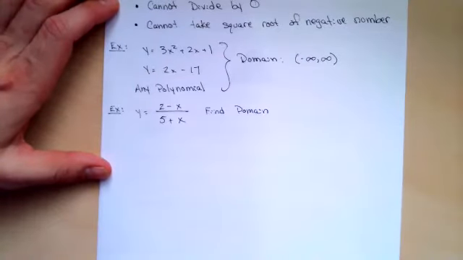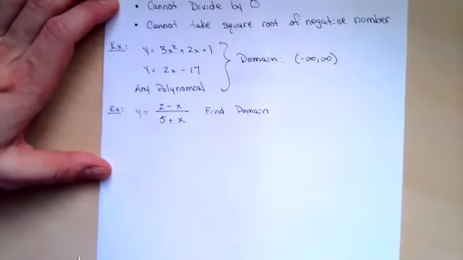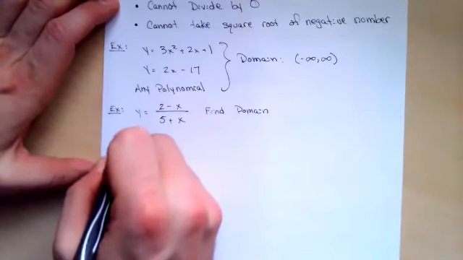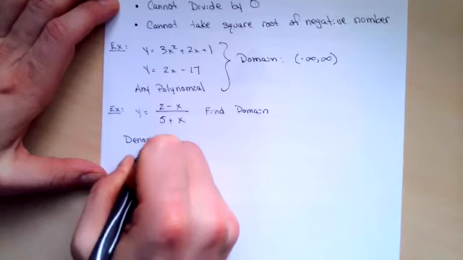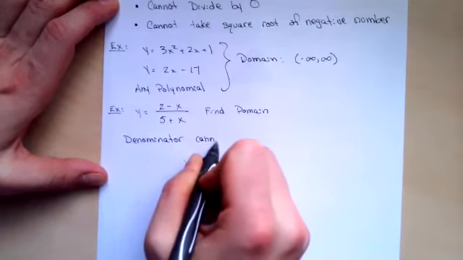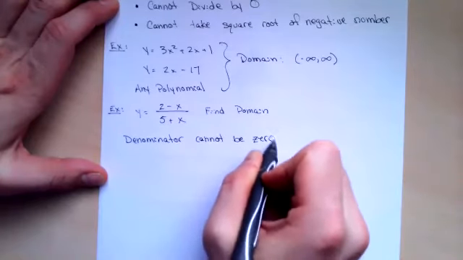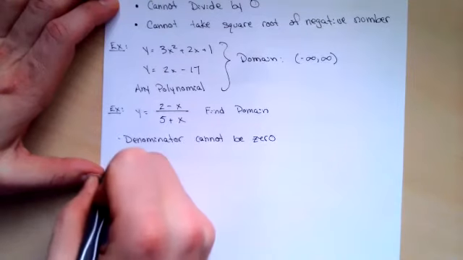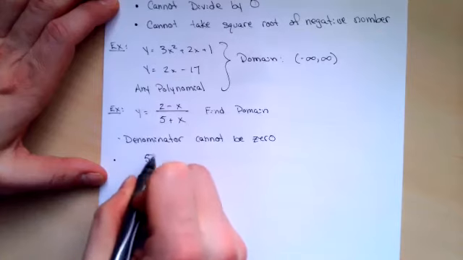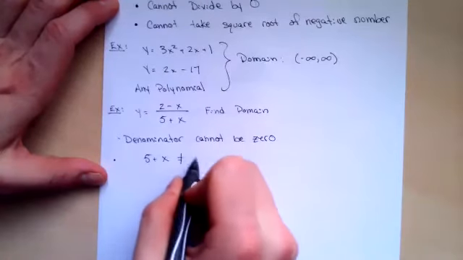The way I like to do it is, we pick one of these rules, and in this case the division rule applies. There's no square roots involved. And since we cannot divide by 0, the denominator cannot be 0. And how do we write that as a mathematical sentence? Well, the denominator is 5 plus x, and it cannot be equal to 0.